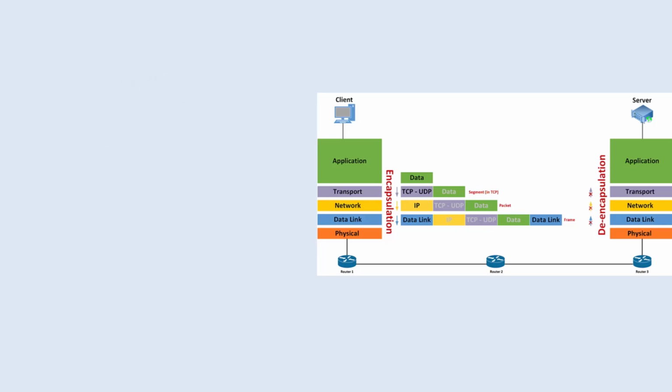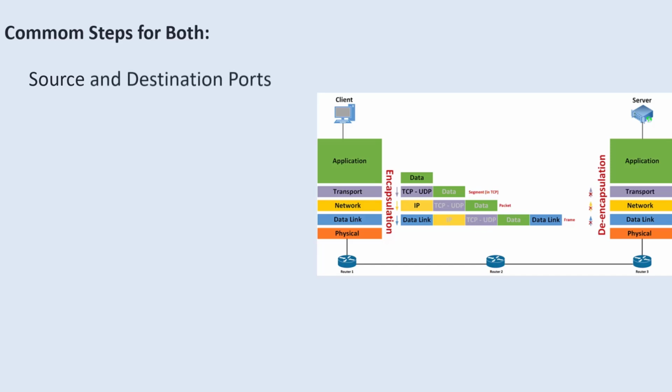Now, let's look at common steps for both. Step 1. Source and destination ports. Both TCP and UDP headers include source and destination port numbers to identify the applications on the sending and receiving ends. Step 2. Checksum. UDP includes a checksum for error checking. This helps ensure the integrity of the UDP datagram during transmission.